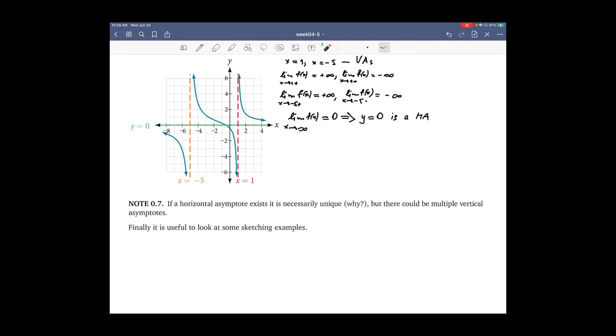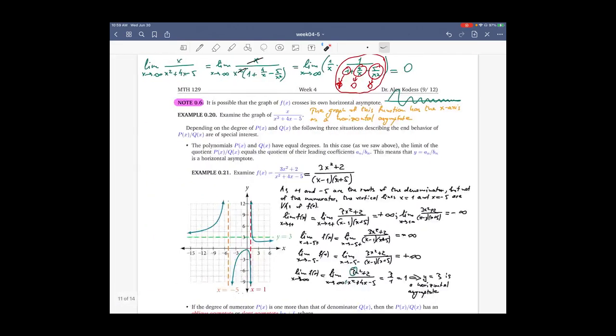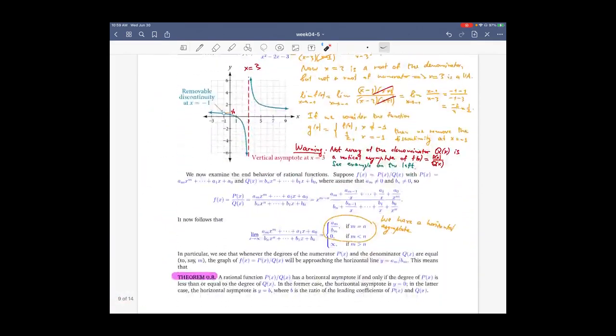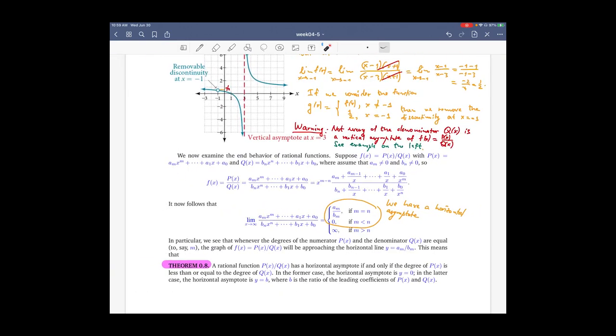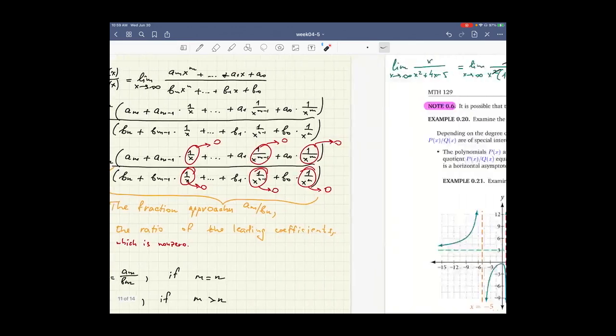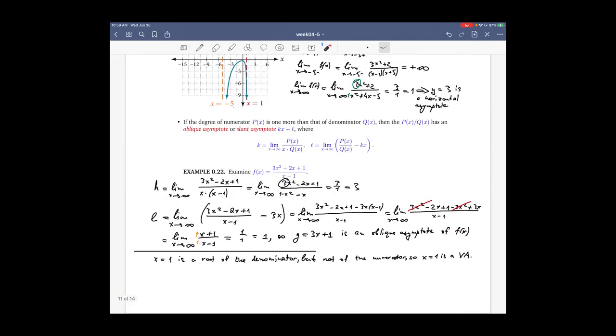It should be noted that for rational functions, a horizontal asymptote, if it exists, is necessarily unique, because when do we have horizontal asymptotes? We have horizontal asymptotes precisely in these two cases. Either the limit is the ratio of the leading coefficients or 0. In any case, the limit is unique, so the horizontal asymptote, if it exists, is unique.